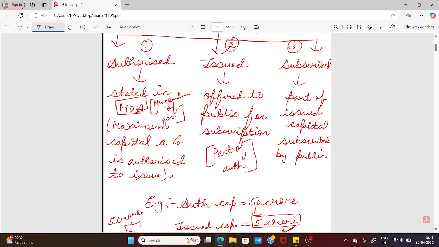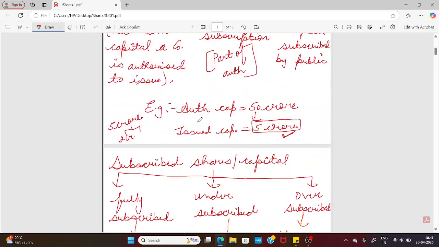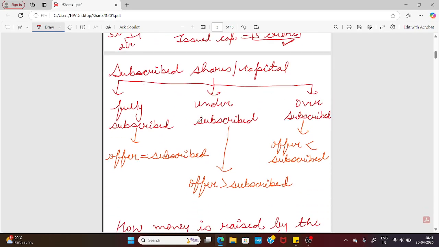So that is all a part of the company Tata Steel that is doing to raise the money through the public. That is what your share capital is all about. Okay. Now, moving further, when we say subscribed share capital, now subscribed share capital can be of three types.